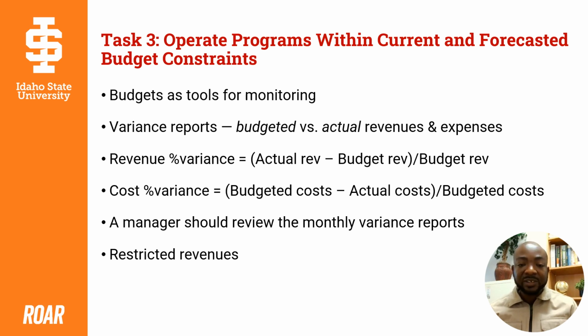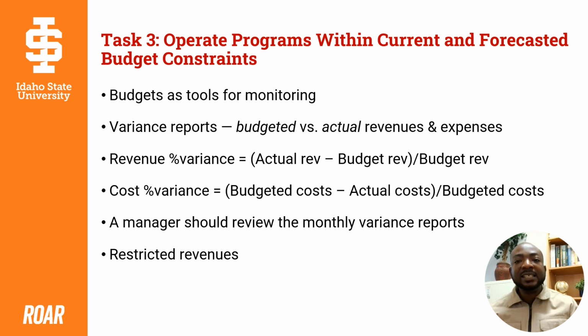Revenue percent variance is equal to actual revenues minus budget revenues, divided by budget revenues. And the cost percent variance is calculated by subtracting the actual costs from the budgeted costs and dividing this by budgeted costs. In the next slide, we'll see a table that shows the layout of a typical variance report.